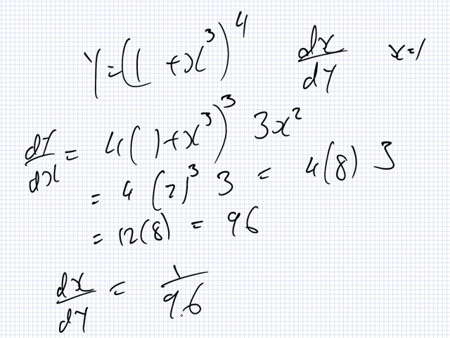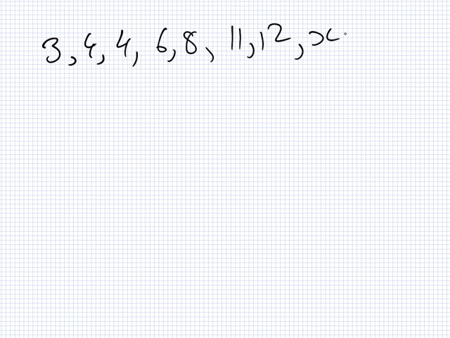The ages of 8 children are shown below in ascending order: 3, 4, 4, 6, 8, 11, 12, x. The mean is one more than the median. Find the value of x. The mean is the median plus 1.